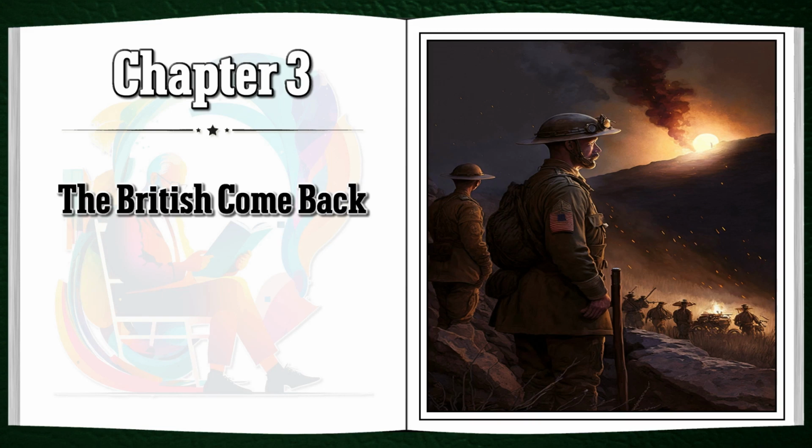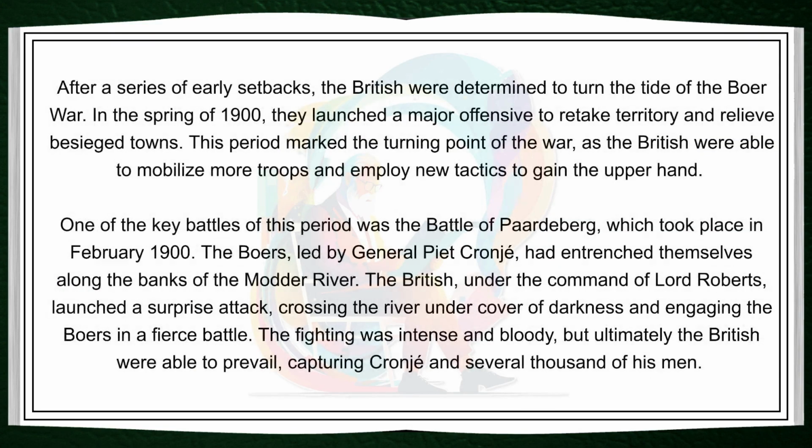Chapter 3: The British Come Back. After a series of early setbacks, the British were determined to turn the tide of the Boer War. In the spring of 1900, they launched a major offensive to retake territory and relieve besieged towns. This period marked the turning point of the war, as the British were able to mobilize more troops and employ new tactics to gain the upper hand.